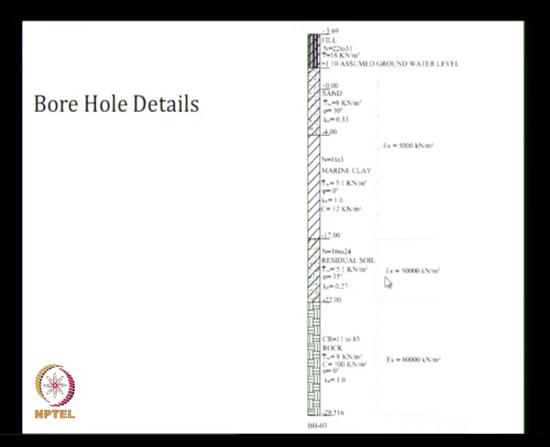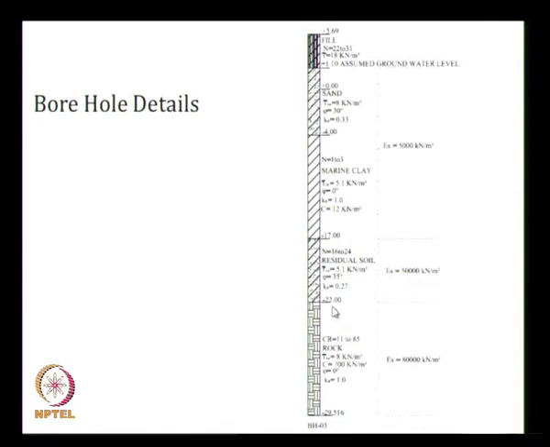Then we have the residual soil, which is formed. It is a sandy soil with a mix of clay. N value varies from 16 to 24. Gamma submerged is 5.1. Phi value is 35 degrees and active earth pressure coefficient is 0.27. Most of the people will give only the N value; from the N value you have to interpolate this.